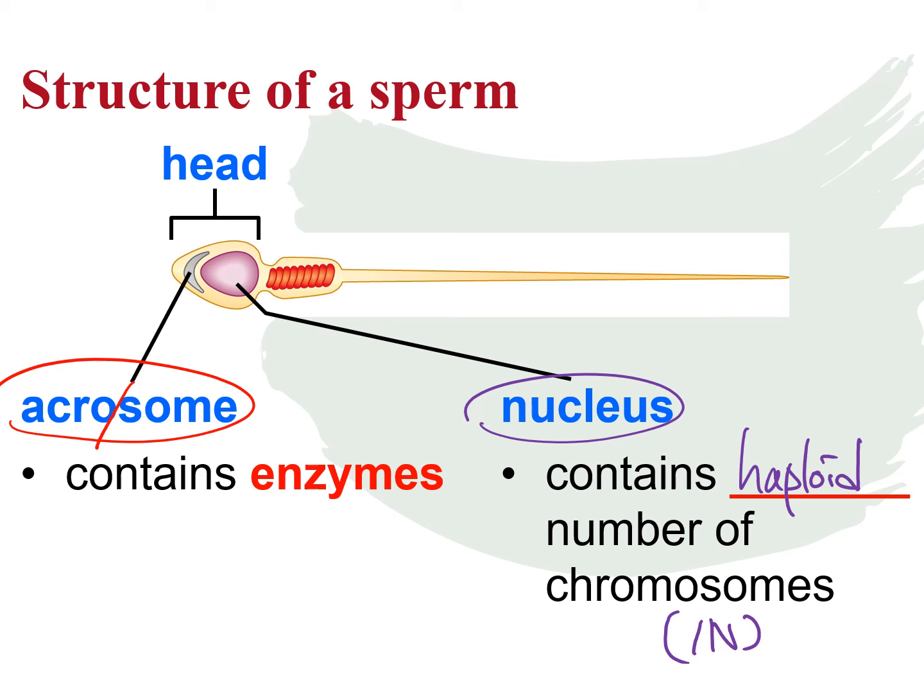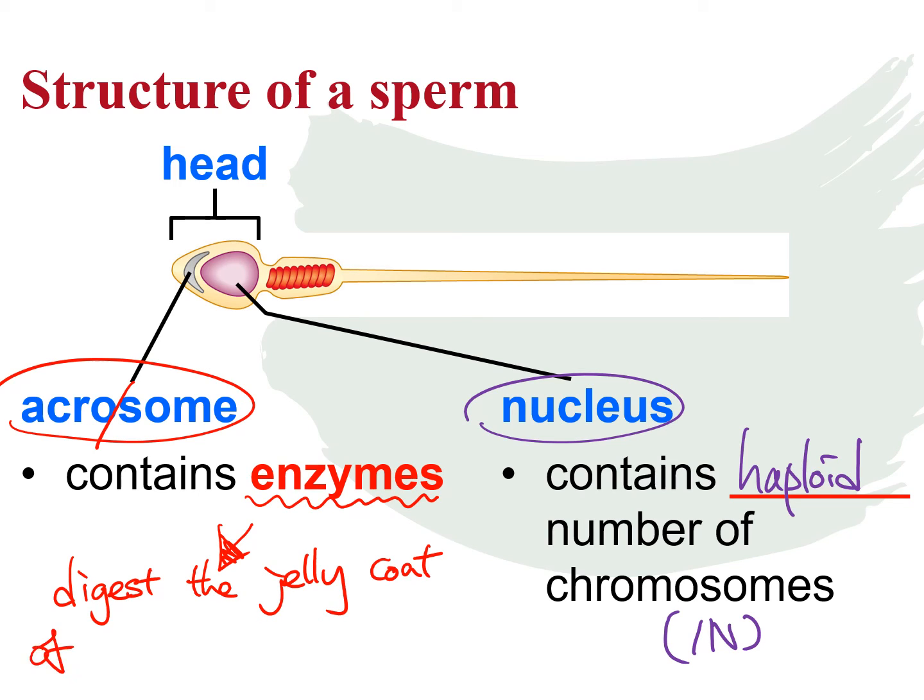This acrosome is a pocket which contains enzyme. What is the function of this enzyme? It helps to digest the jelly coat of the ovum for entry.